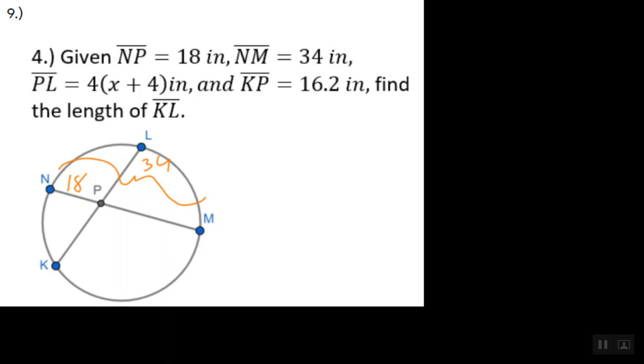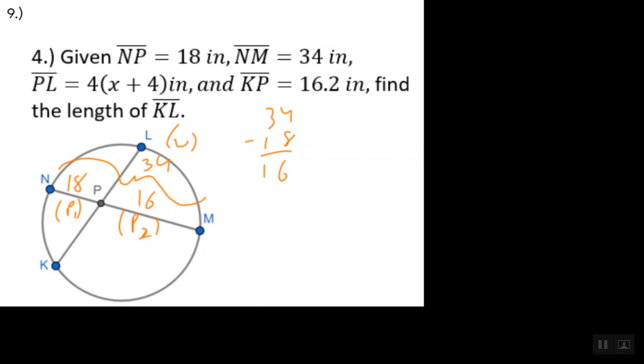So we know that if 34 is the whole and 18 is the part, let's call it part 1, we're going to have to do 34 minus 18. And so 34 minus 18, which is in fact 16, to find the length of PM. And so we can say that's part 2. Okay, now knowing this, we actually have enough information to go ahead and finish this problem.